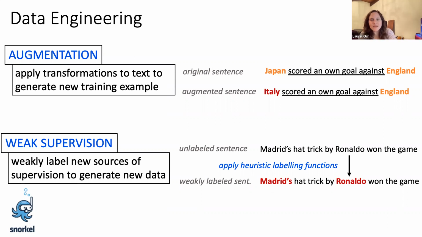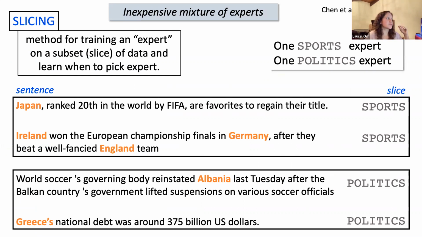Now, the last method is what we're calling slicing or slice-based learning. I'm going to leave all the details to this paper, which also came out of the Hazy lab, but it's a method for basically training an inexpensive mixture of experts. And the core principle behind this, or the core thing that needs to happen, is that you as a user go through and define relevant subsets of data. And so, for example, in this use case, maybe you wanted to have a subset of data that's over sports teams, like national sports teams.